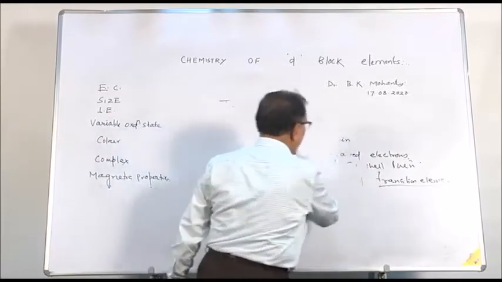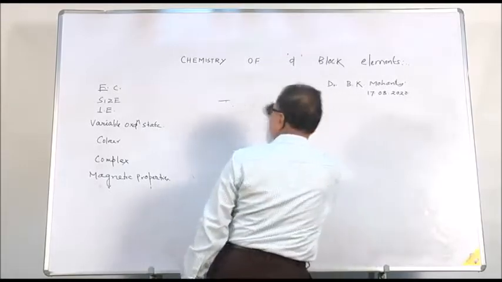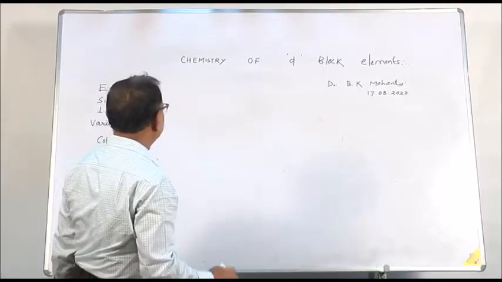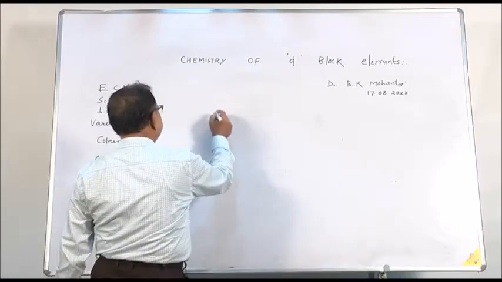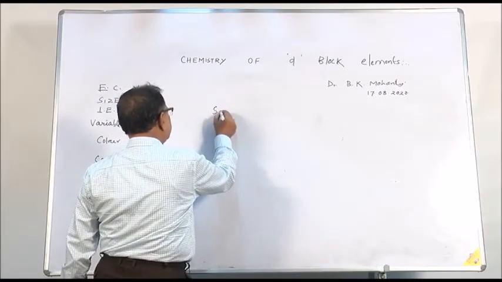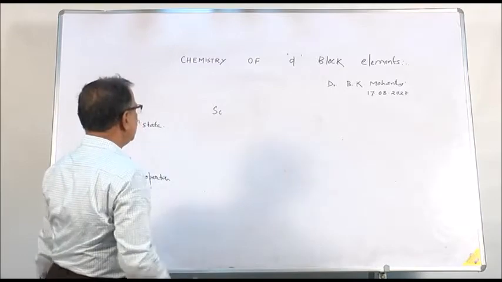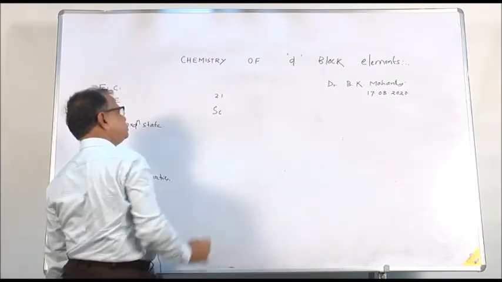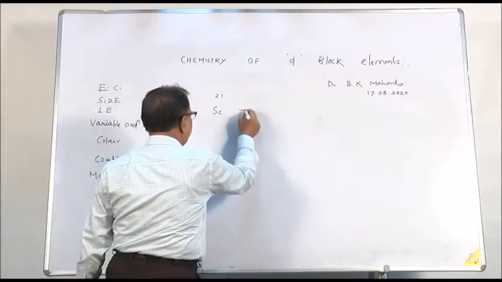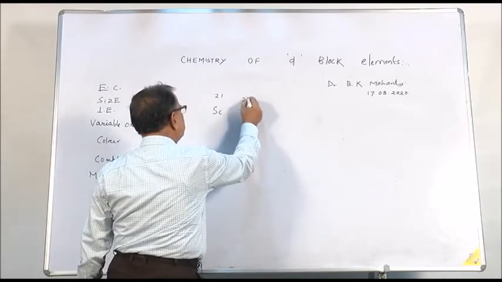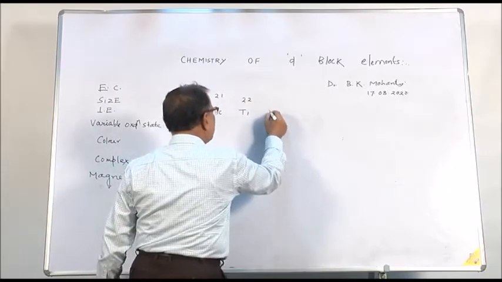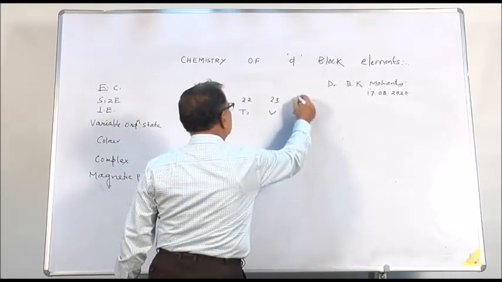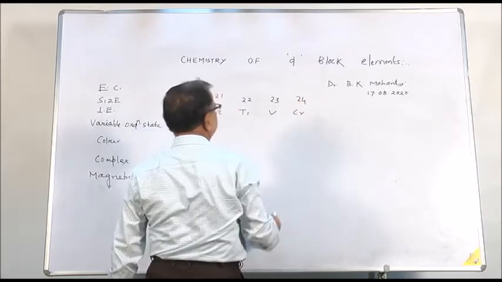Now what are the names of the elements, and their position in the periodic table? Let us discuss the names of the elements and their position in the periodic table. First, scandium, atomic number 21. Titanium, Ti, 22. Vanadium, 23. Chromium, 24.